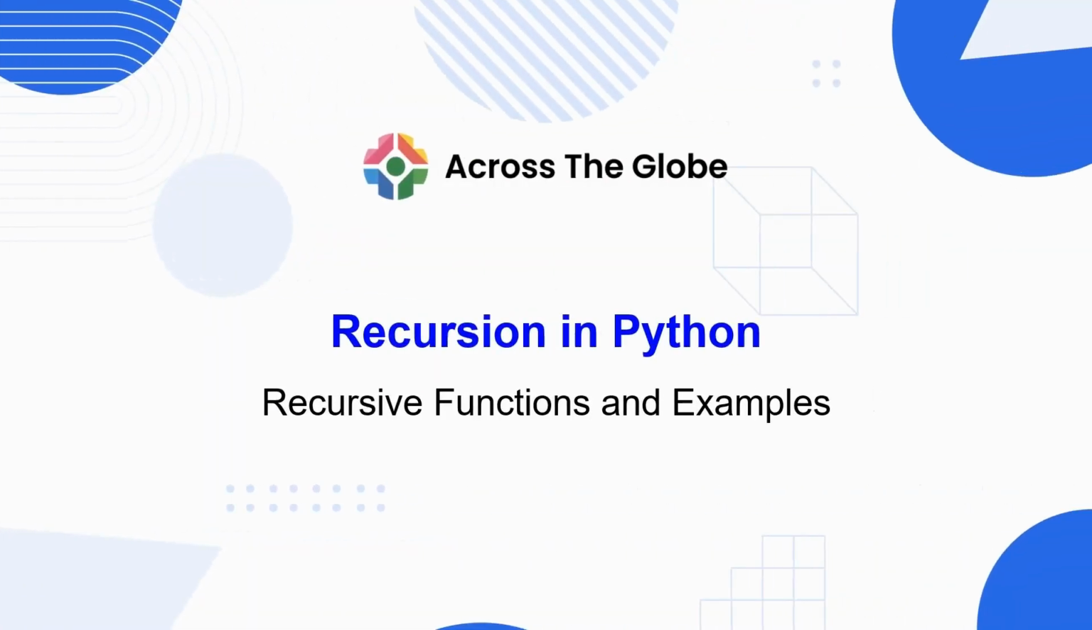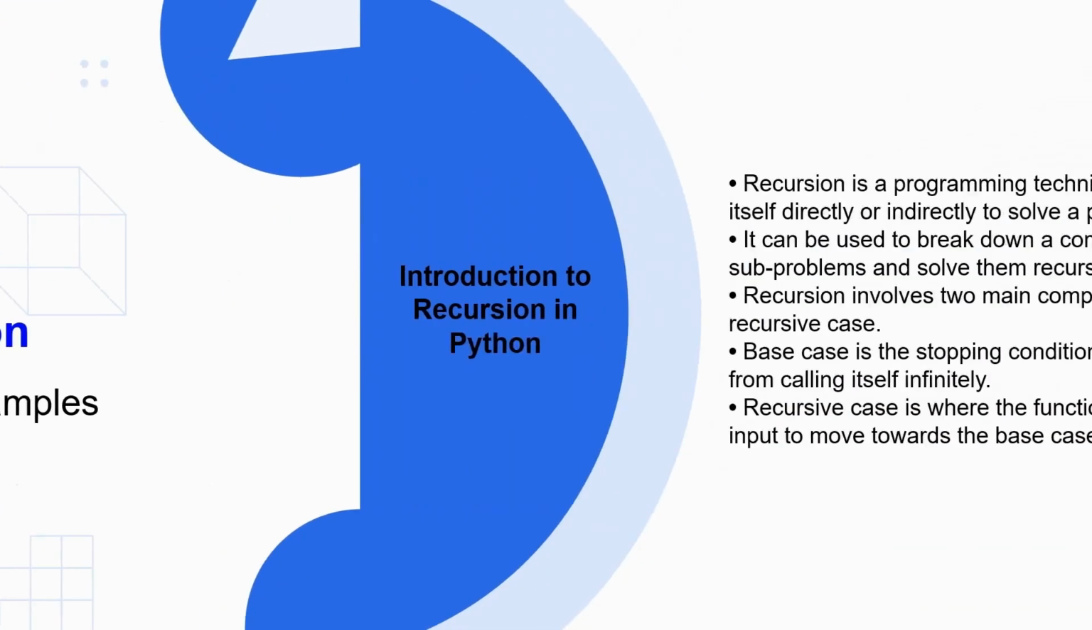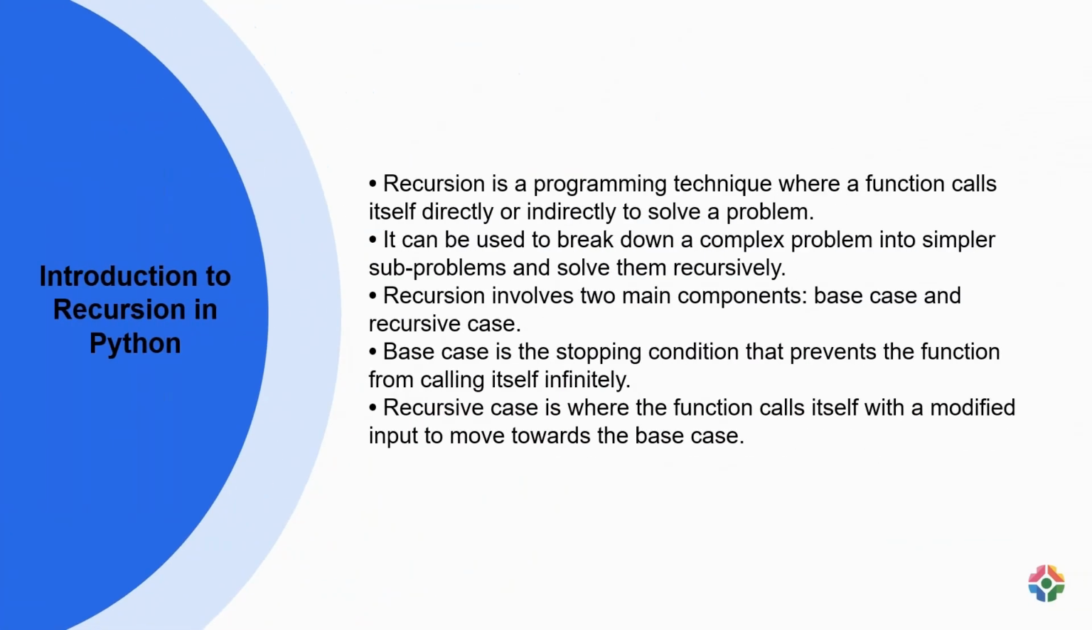Today we will learn about recursion in Python. Recursion is a programming technique that involves a function calling itself to solve a problem, breaking down complex problems into simpler subproblems and solving them recursively. The two main components of recursion are the base case, which serves as the stopping condition preventing infinite function calls, and the recursive case, where the function calls itself with modified input to progress towards the base case.